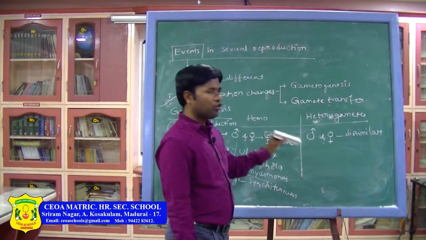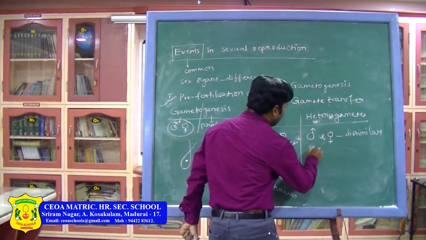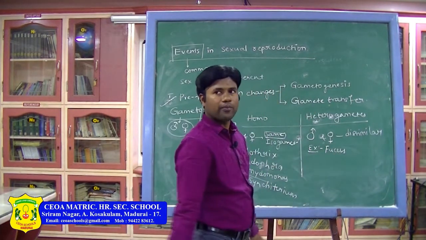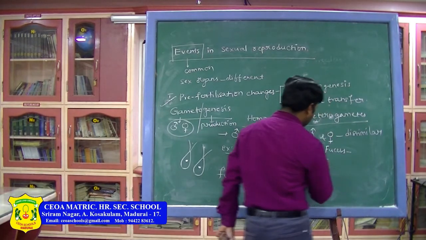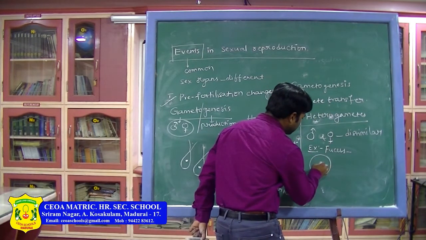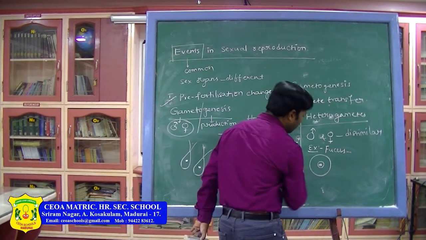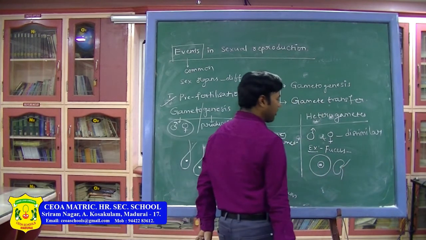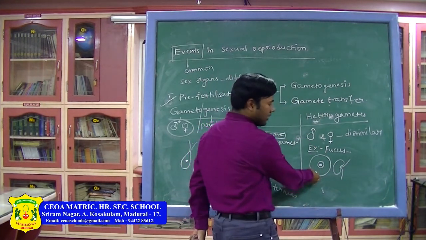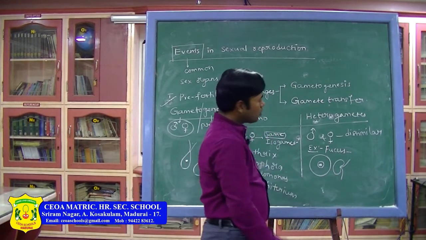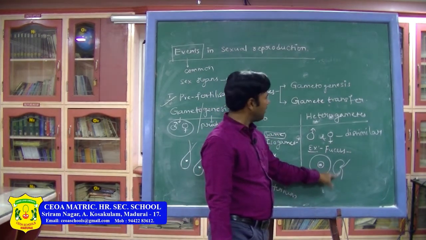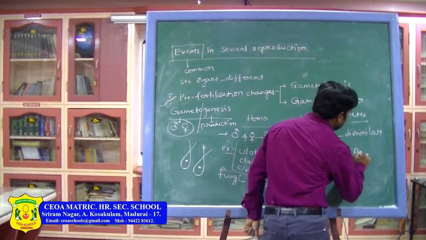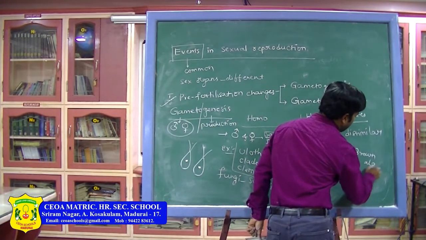In these heterogametes, for examples, if you see Fucus of the brown algae, when you see, what happens, this is the female gamete. This is the male gamete. Which one is bigger? The female gamete is bigger, the male gamete is smaller. So these two are dissimilar, these two come under the heterogametes. Fucus means which algae? That is the brown algae.